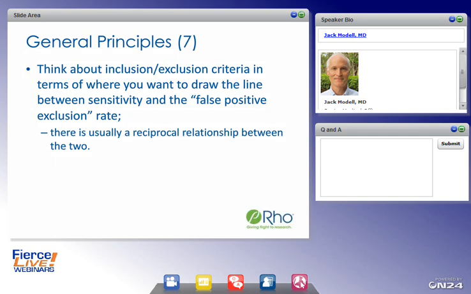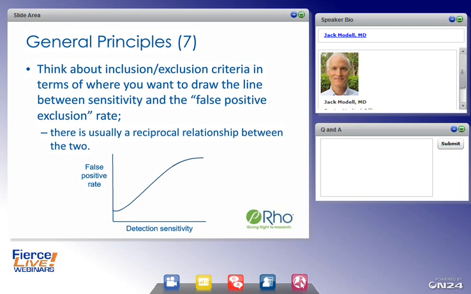You also might want to think about inclusion-exclusion criteria in terms of where you want to draw the line between sensitivity, meaning picking up something that's there, and a false positive exclusion rate. Recognizing that there's no perfect answer and there's actually a reciprocal relationship between the two. What I mean by this is, let's say we're doing a depression study and we only want patients who have major depression in the study.